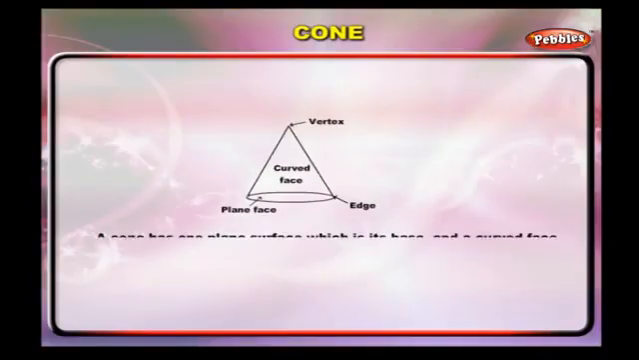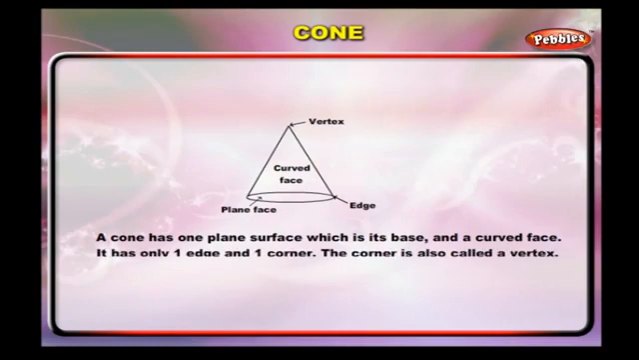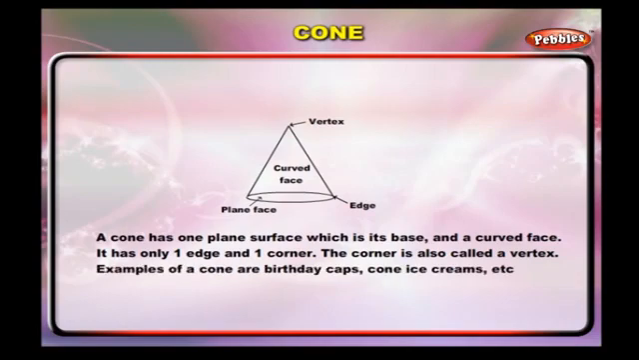Cone. A cone has 1 plane surface, which is its base, and a curved face. It has only 1 edge and 1 corner. The corner is also called a vertex. Examples of a cone are birthday caps, cone ice creams, etc.